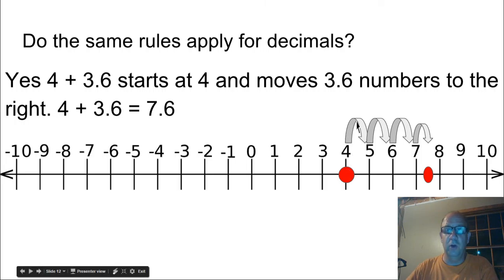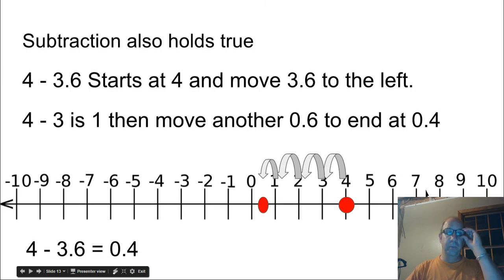4 plus 3.6 starts at 4 and moves 3.6 numbers to the right. Start at 4 and go 1, 2, 3.6 to end up at 7.6. Subtraction also holds true. 4 minus 3.6 starts at 4 and moves to the left 3.6. So start at 4 and go 1, 2, 3, and another 0.6. So 4 minus 3 is 1, and then move another 0.6, which ends us up at 4 minus 3.6 equals 0.4.